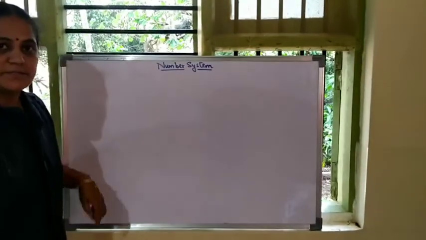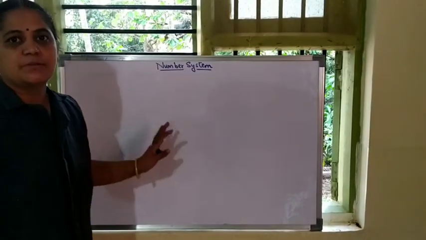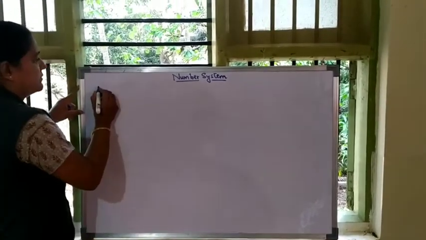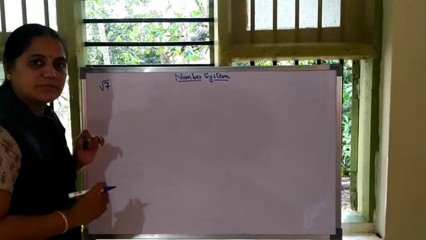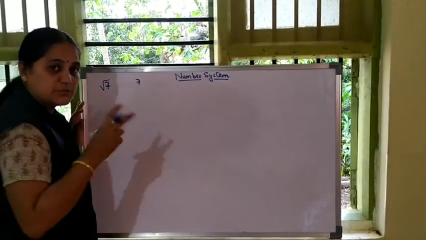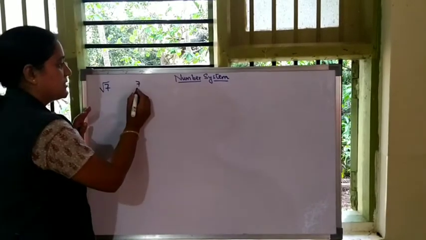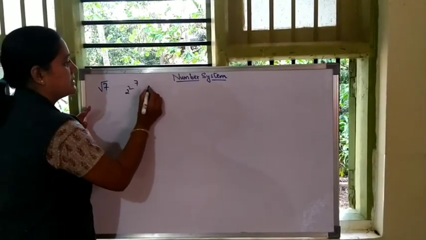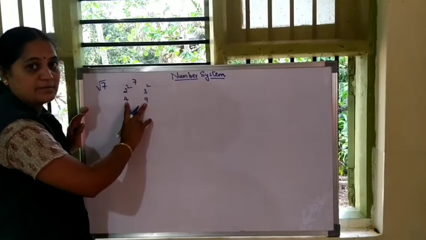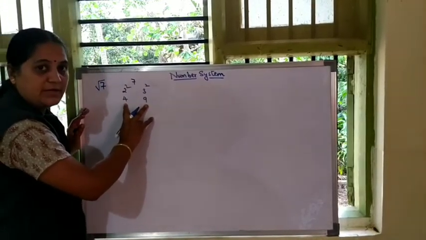I think you had gone through the video yesterday, but you had one doubt about root 7. See, for root 7 we consider which two square numbers 7 is in between. Those are 2 square and 3 square, 4 and 9. So it is in between 4 and 9.